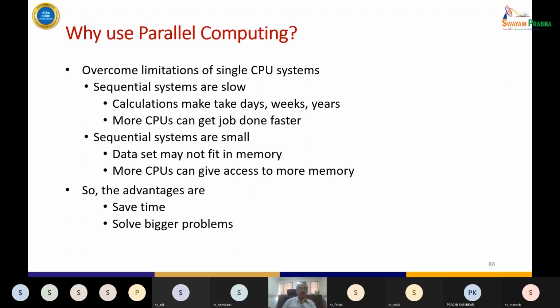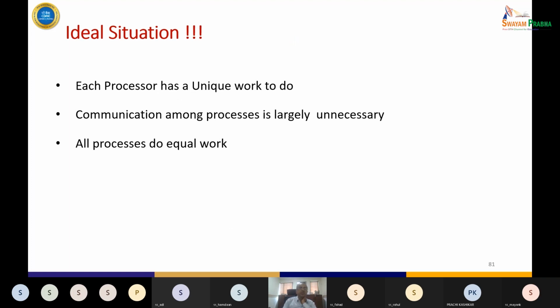But if you give more CPUs, each one comes with its memory. So you have those 28,000 cores. Every core has some amount of memory. So your memory becomes usable. So the problem will fit into memory which otherwise was not fitting in the memory of one processor. So to sum up, you can save time, you can solve bigger problems. So now this is what we want to achieve. Let's see how we can do it.